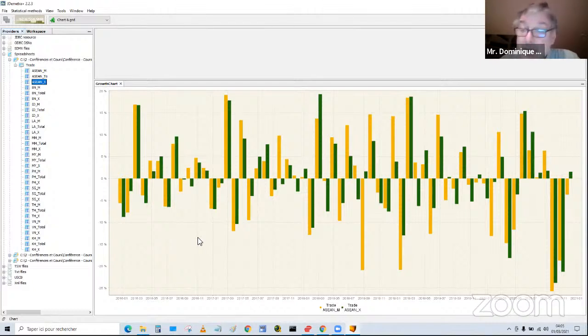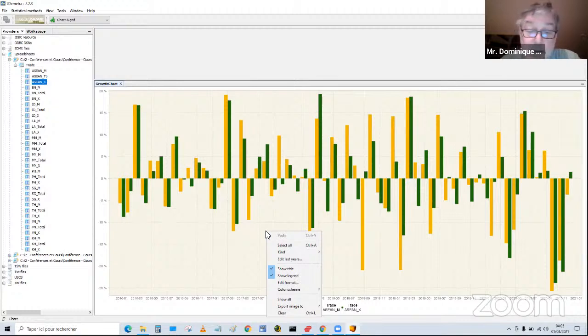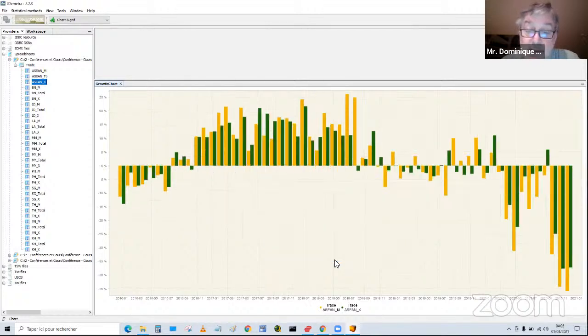So let me now change the reference. I want, for example, the annual growth rate instead of a monthly growth rate. So I go to kind. So right click on the graph window, right click, you have a small window that appears. You go to kind and you can change kind to previous year. Okay, so you do it and you see a completely different behavior.